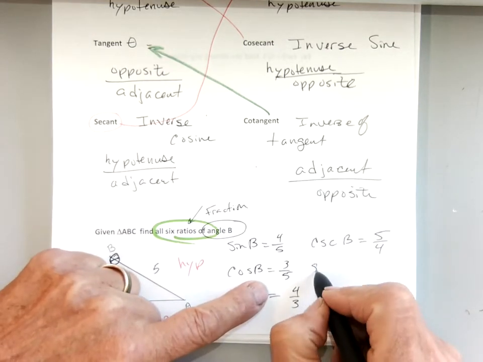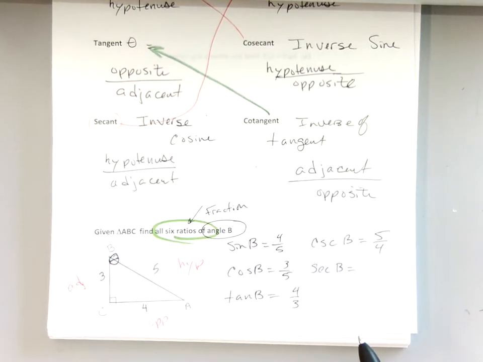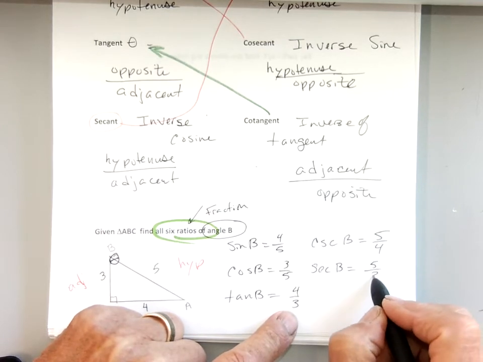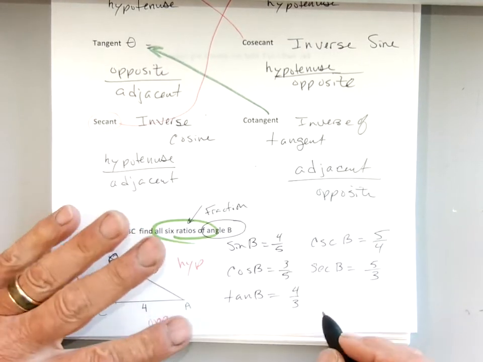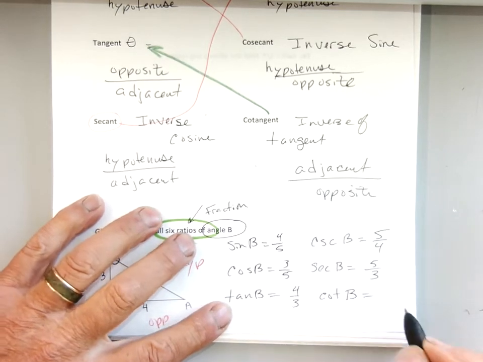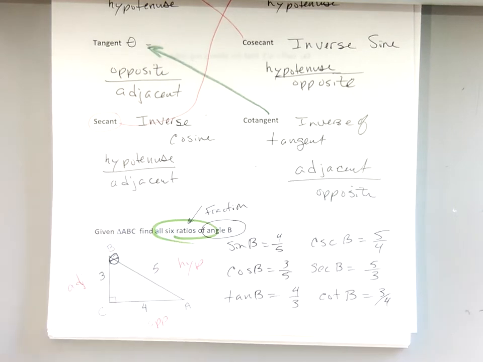The secant of B, again, is just going to be the reciprocal, which is going to be 5 over 3. And the cotangent, which again is just the reciprocal of tangent, is going to be 3 over 4. Okay, those are the answers.